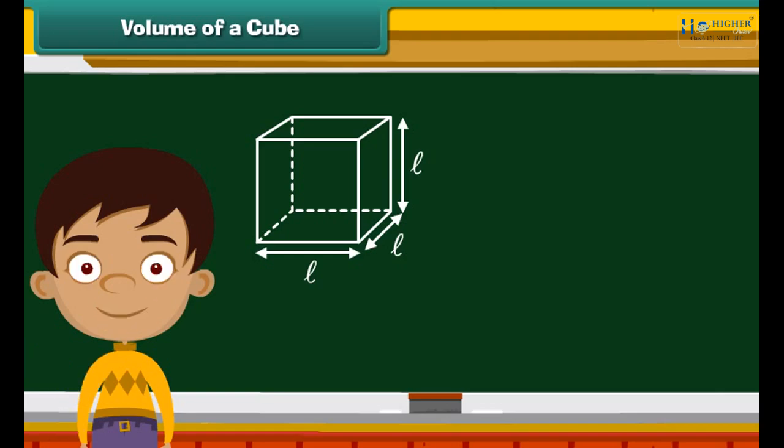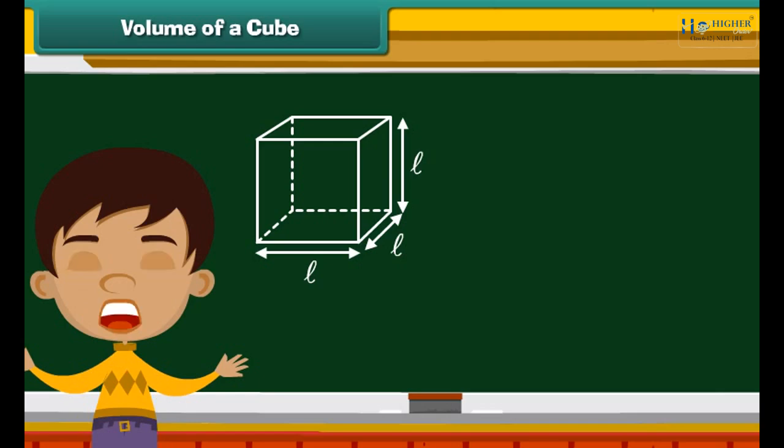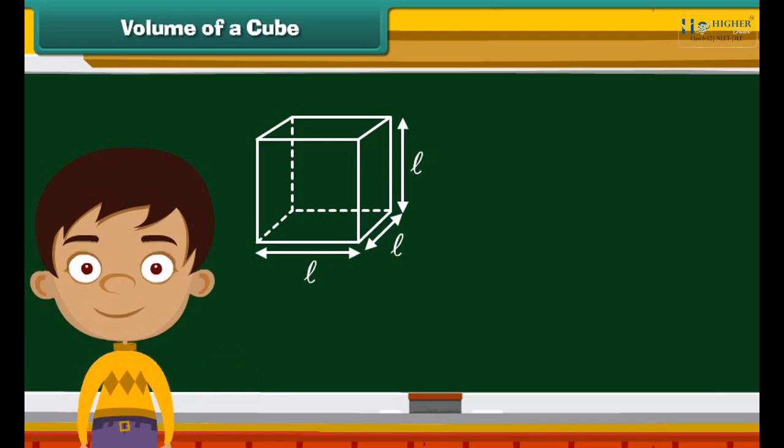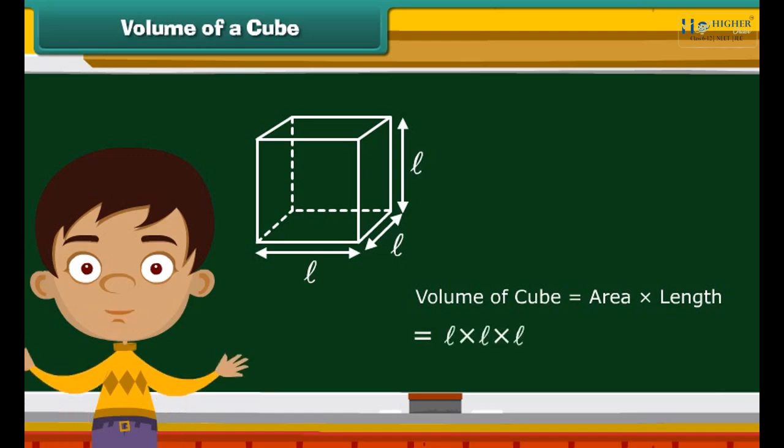Note that all the sides of a cube have the same length, L. To find the volume of the cube, we just need to multiply the area, A, with L. Hence, by multiplying these three L's together, we get L cube. Therefore, the formula for the volume of a cube is L cube.